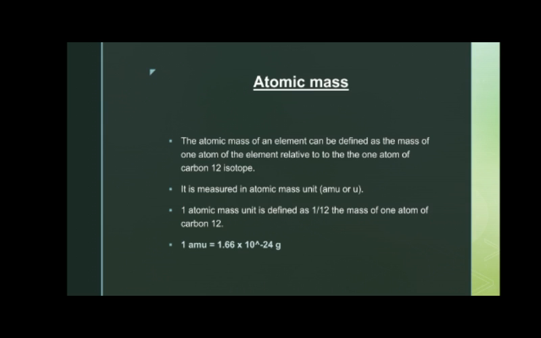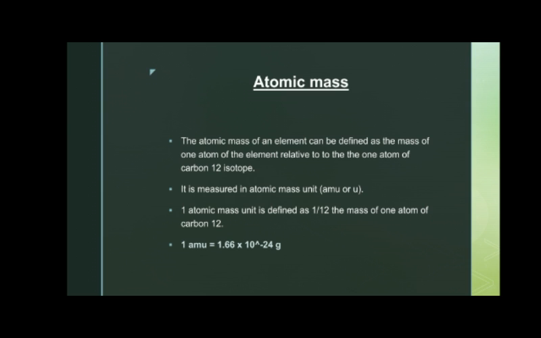Now the next topic is atomic mass. The atomic mass of an element can be defined as the mass of one atom of the element relative to one atom of the carbon-12 isotope. It is measured in atomic mass unit, AMU or u. One atomic mass unit is defined as 1/12 the mass of one atom of carbon-12.